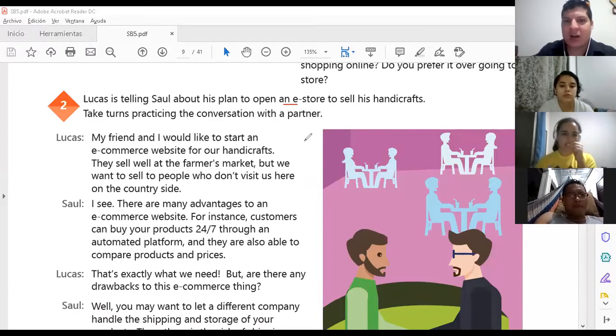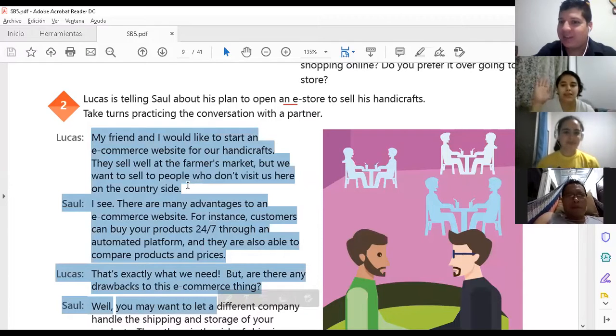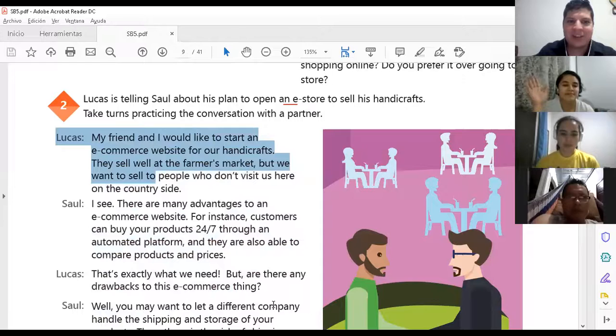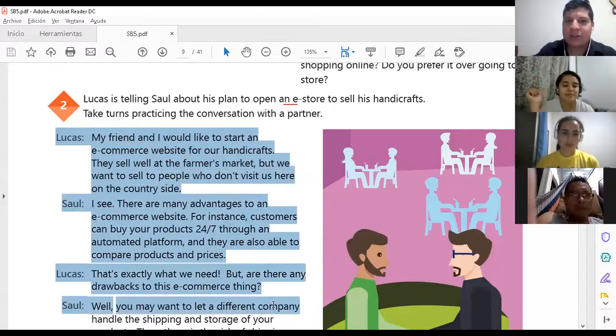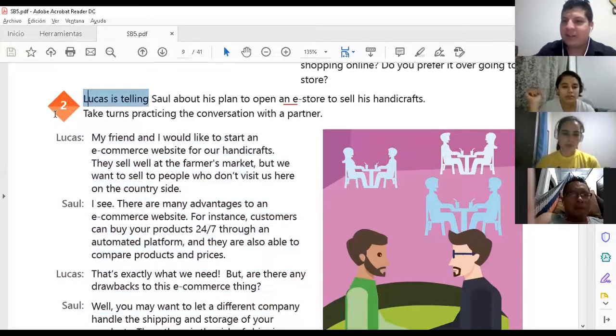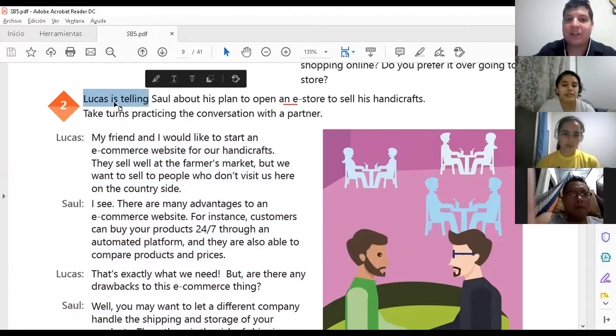With a partner. I need a volunteer for this, please. Just one. Allison. Okay, good. So, Allison, go ahead and read the instructions, please. Okay. Lucas is telling Saul about his plans to open a new store to sell his handicraft. Take turns practicing the conversation with a partner. There you go. Excellent. Any new vocabulary right here, guys?